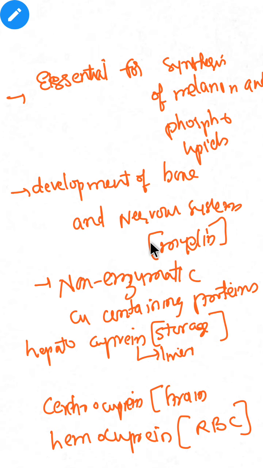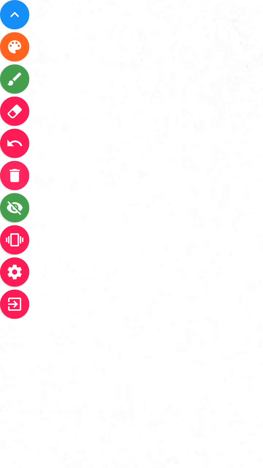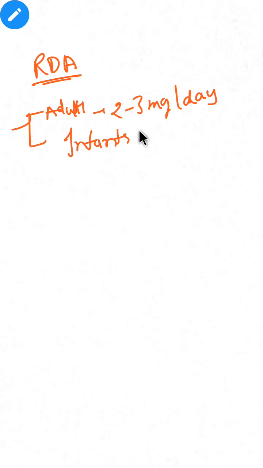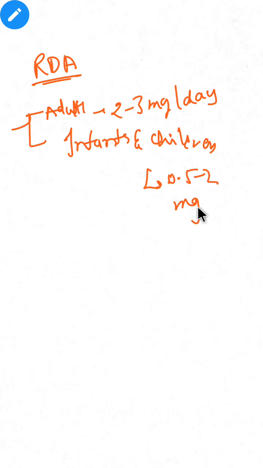Then move to the RDA of copper. RDA means recommended dietary allowances. For adults, it is 2 to 3 milligrams per day. For infants and children, it is 0.5 to 2 milligrams per day.